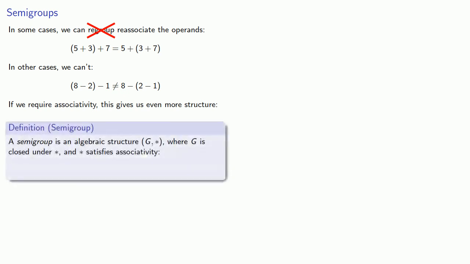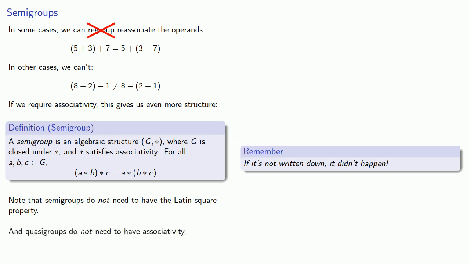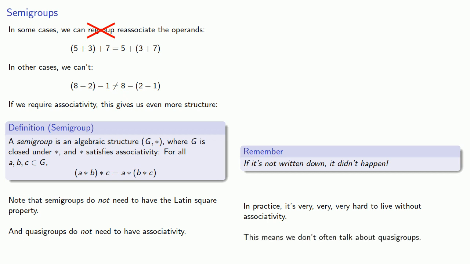And so we define a semigroup as an algebraic structure G star, where G is closed under star and star satisfies associativity. In particular, for all A, B, and C in G, A star B star C is the same as A star B star C. And important to remember, if it's not written down, it didn't happen. Note that semigroups do not need to have the Latin square property, and quasigroups do not need to have associativity. In practice, it's very, very hard to live without associativity, and this means we don't often talk about quasigroups.